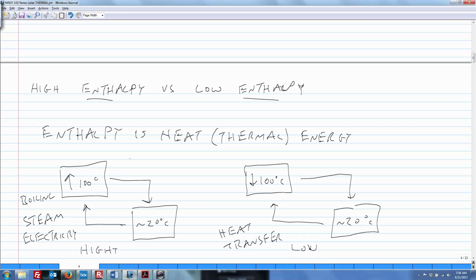So again, enthalpy is heat or thermal energy. In a high enthalpy system, you're going to have an operating temperature of greater than 100 degrees C. Going down to a lower temperature, in a low enthalpy system, your operating temperature is going to be less than 100 degrees C, or less than boiling, and you're going to mainly use this for heat transfer. If you've got really high temperature, you can make steam and electricity. So that's the difference between high and low enthalpy systems.